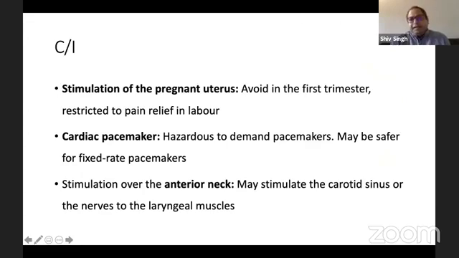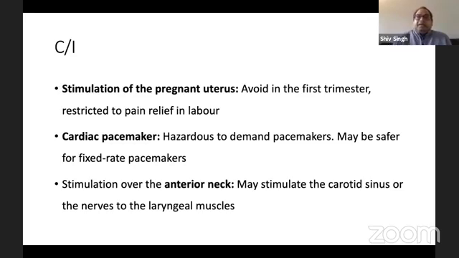So, contraindications. Well, it's considered to be a safe mode of treatment of pain, but it is said that use of TENS can stimulate the pregnant uterus, so it's better to avoid it in the first trimester and restrict it to use in labor analgesia. In patients with cardiac pacemakers, it can be hazardous if it is used near the pacing unit. So you could probably use it far away from the pacemaker, but it's better to use it far away from the pacing unit.